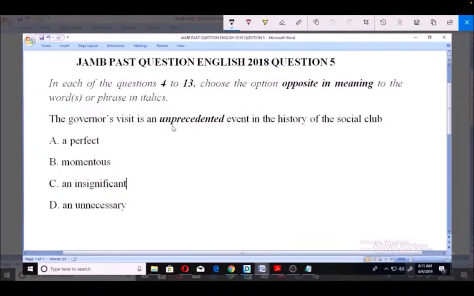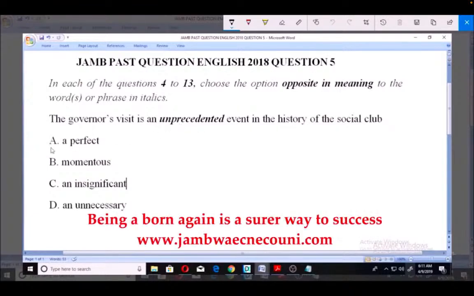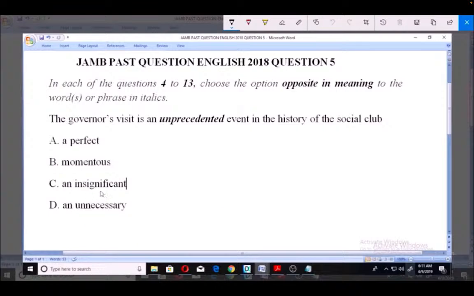The word that we are looking for the opposite in meaning is unprecedented. The options are A, perfect, B, momentous, C, an insignificant, D, an unnecessary. Now, for us to know the word that is opposite in meaning to unprecedented, we need to look at the meanings of these words.